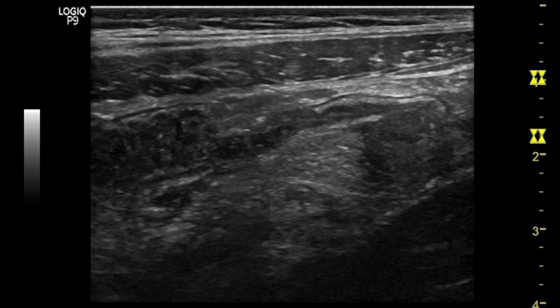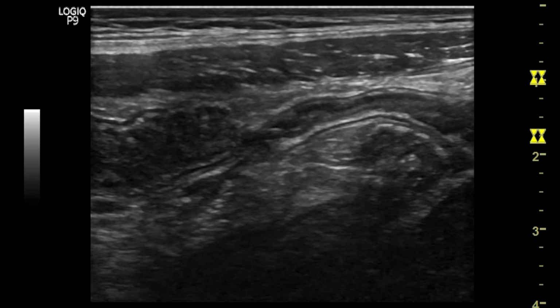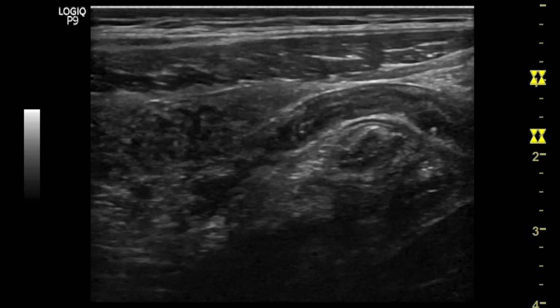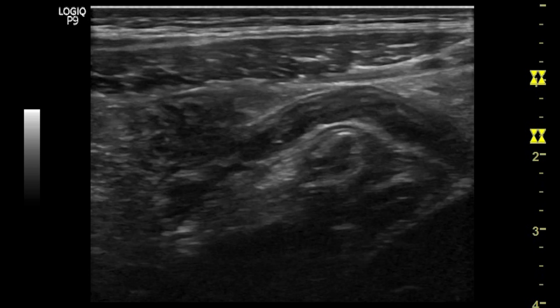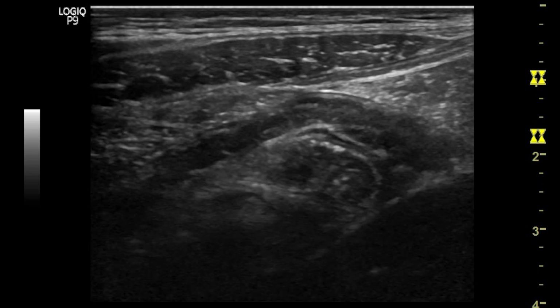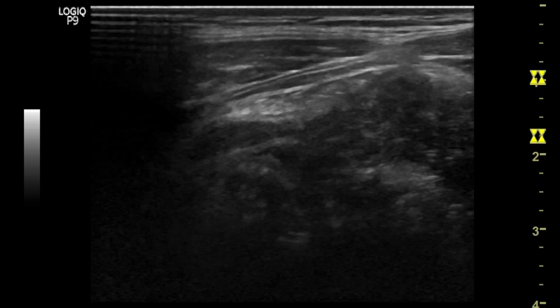On real time, you can see the blind-ended tubular structure. One end is connected to the caecum. The gut signature is present. The appendix is compressible. No periappendiceal collection or fatty adhesion is seen. Adjacent bowel motility appears normal.